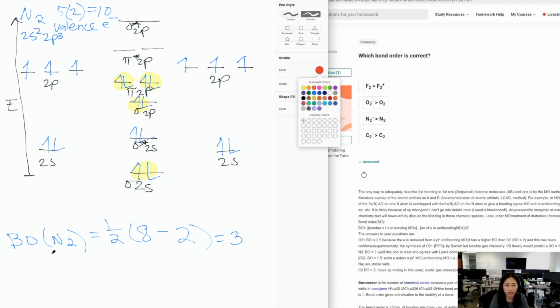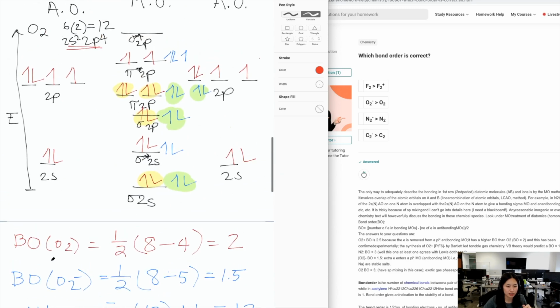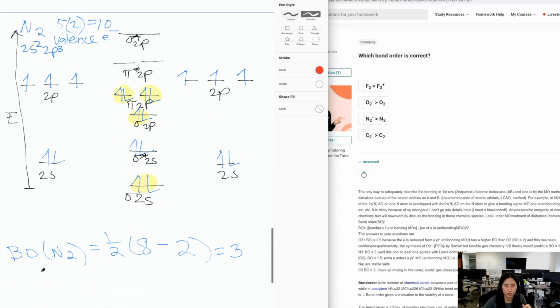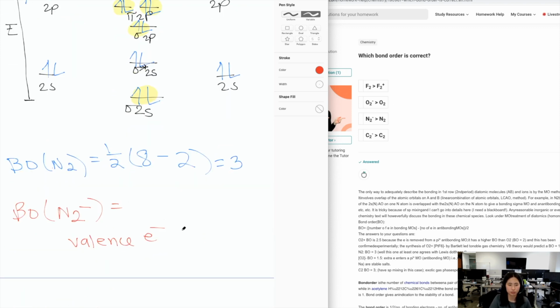Okay, I think I realized that I switched up the colors. If you guys are very meticulous, I think I did switch it up. So I placed the neutral atom, which is in blue, so just bear with me, but this is N2. Okay, so we have bond order of N2 minus for the next one. You guys know we need to find the valence electrons of N2 minus. So valence electrons of N2 minus is 5 times 2 plus 1, which is 11, right?